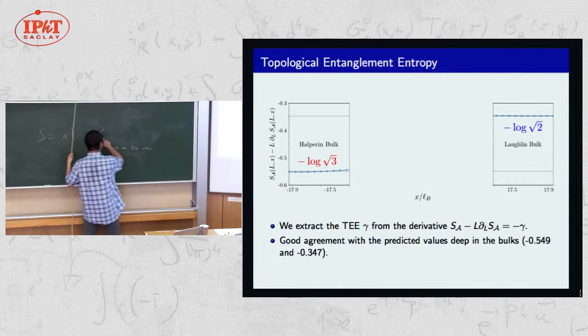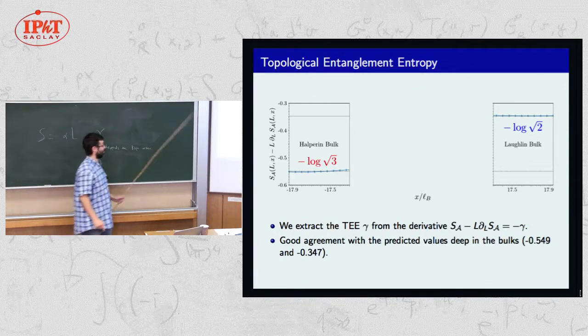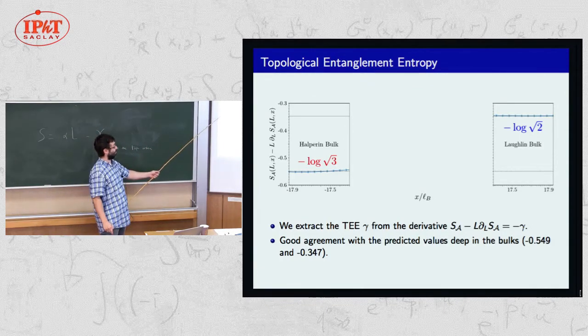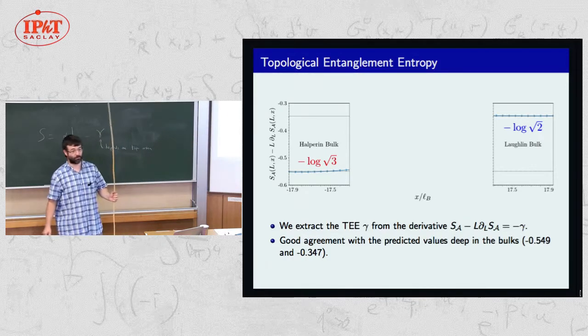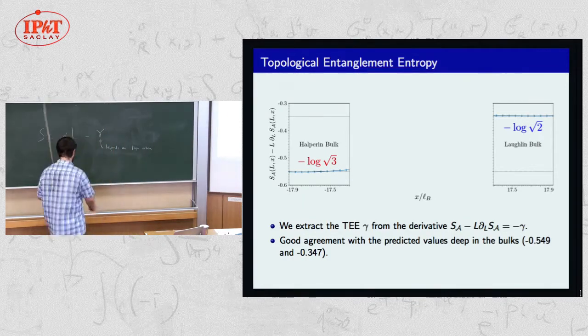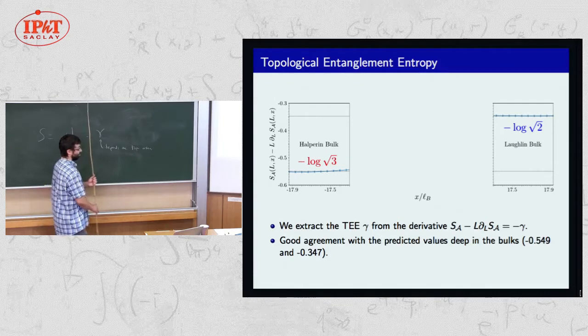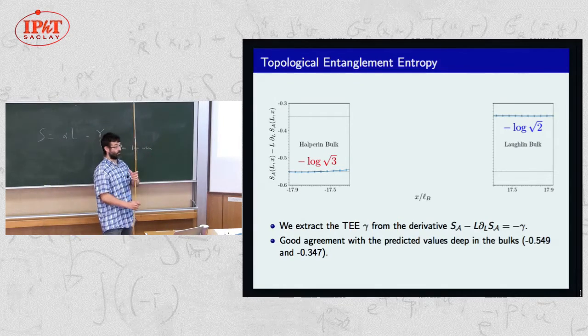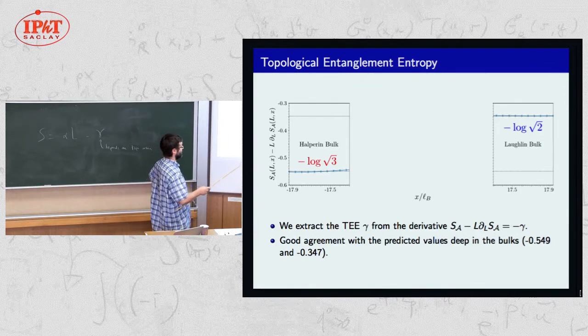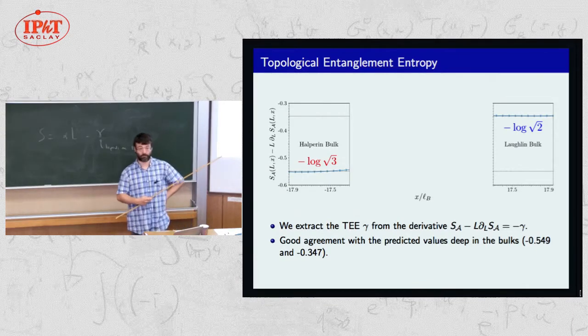In particular, gamma is different for Halperin, where it's supposed to be minus log square root 3, and for Laughlin it's supposed to be minus log square root of 2. So what you can do is on your cylinder you cut, but you can cut in the Laughlin area. So if you do a cut, that's x. If x is like 17, very far from the interface, that's a gamma you extract. That's a good Laughlin gamma.